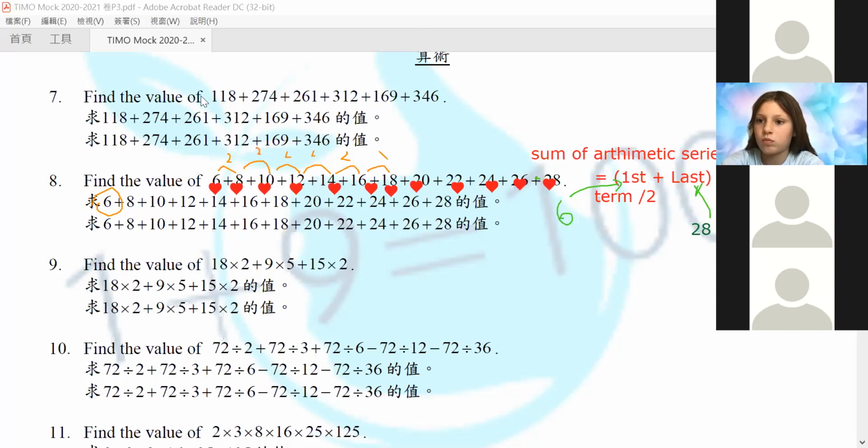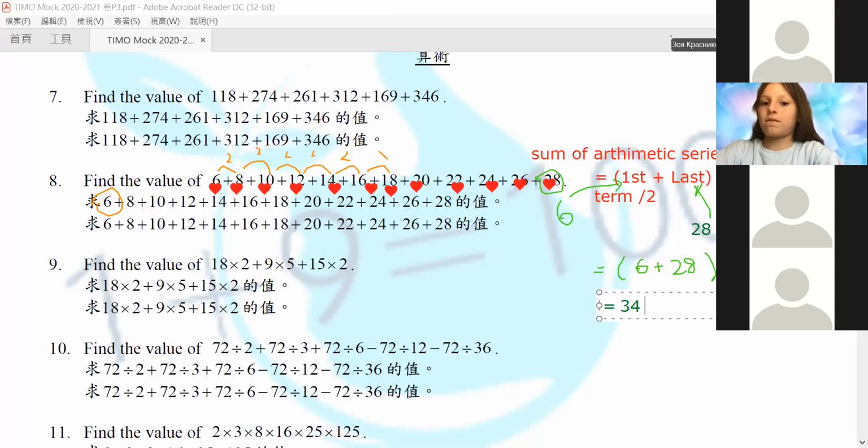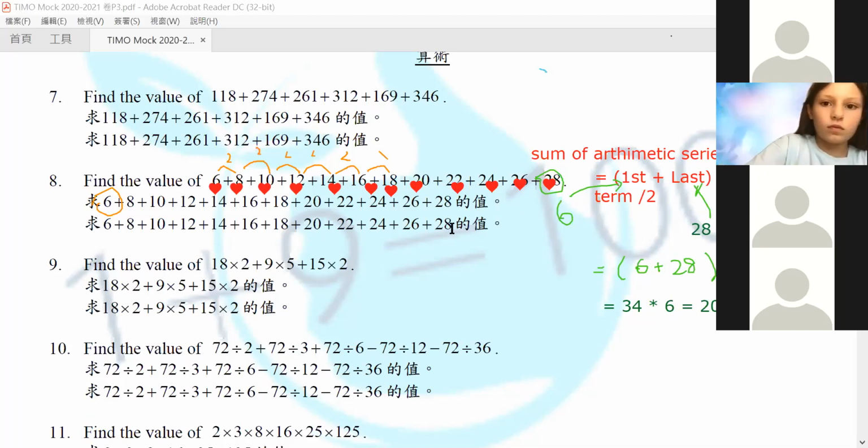Now, there are actually different ways to do this, but it is easier to count them directly. So we get that the equation must be equal to 6 plus 28 times 12 divided by 2, which is equal to 34 times 6, which is equal to 204. Yes, hence this is our answer. Answer of question 8, 204. All right, 204.